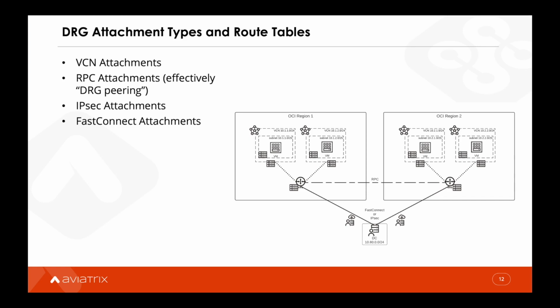And what is also good to note is that you can have multiple DRGs within a region, and those DRGs within the same region can be peered with each other. You can establish this RPC connection between DRGs within the same region. Then we have IPsec attachments and FastConnect attachments. So connecting to any external network is available towards the DRG as it was before.